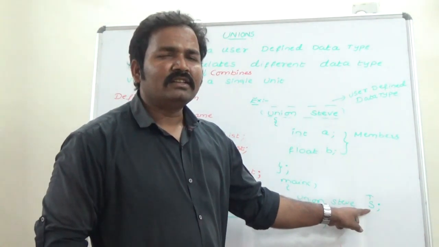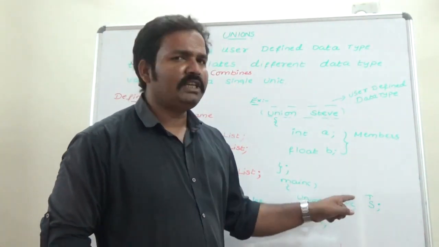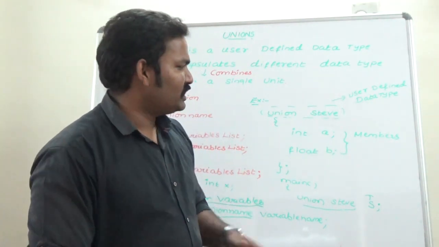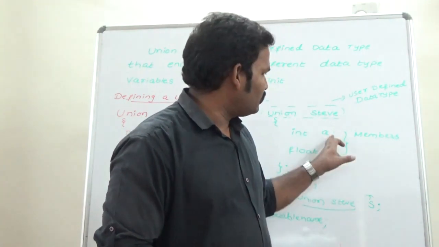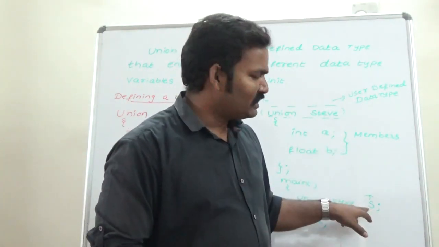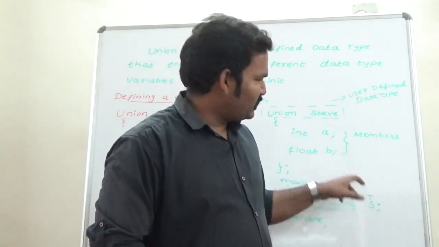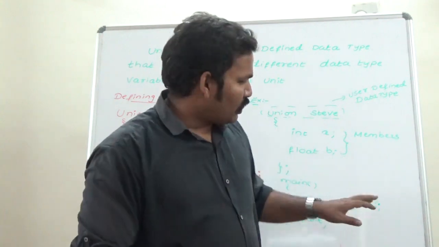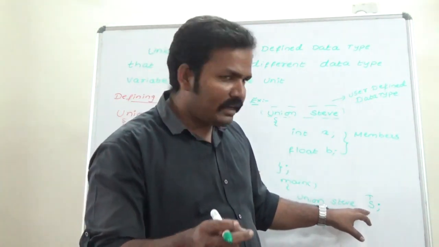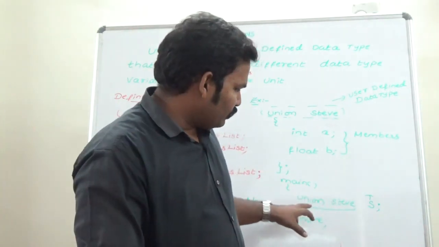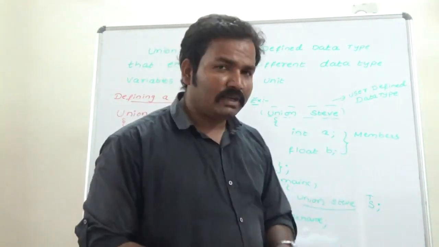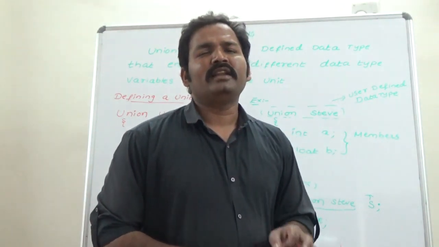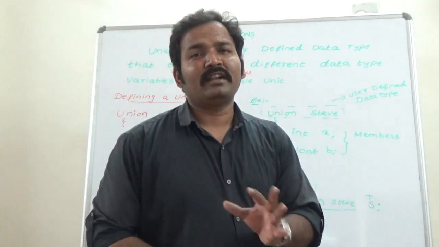as union steel type, union steel data type. So now this S variable can access union members. By using this S variable, we are able to access the union members. What are they? A and B. After declaring the S variable as union steel type, only then will memory blocks be allocated for the union member variables.